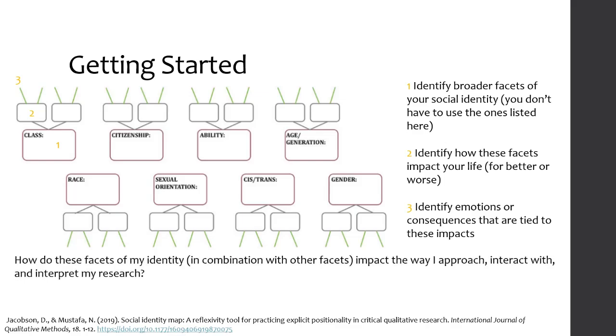You can ask yourself some questions like, how do these facets of my identity, maybe in combination with other facets even, impact the way that I approach, interact with, and interpret my research? And then you might also ask yourself, how do these facets impact the way I understand and interact with my participants? So if you're potentially trained quantitatively and experimentally, you don't necessarily interact with your patients, right?